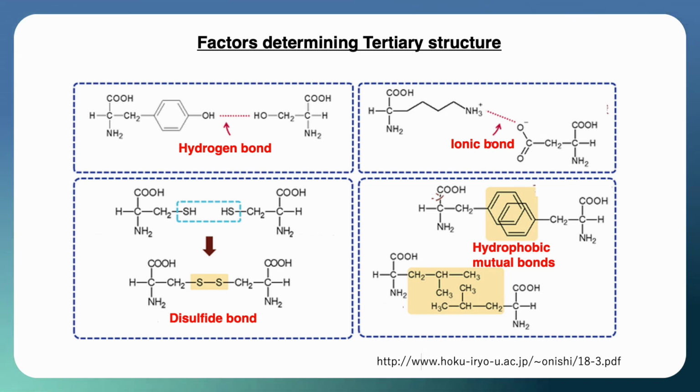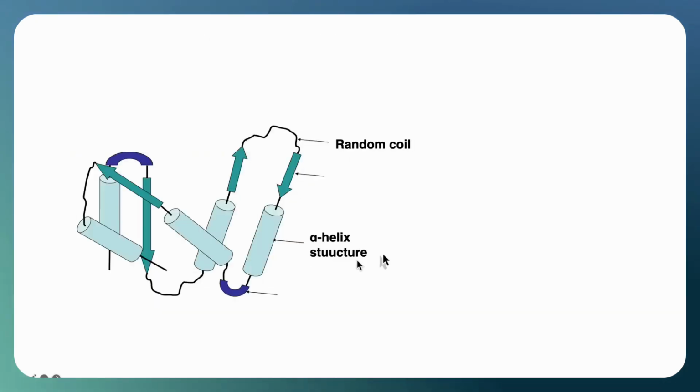The cytoplasm is in a reduced state, so SS bonds cannot form inside the cell. However, when a protein is secreted outside the cell, it is exposed to an oxidizing environment, so SS bonds between cysteine and cysteine rapidly form, giving the protein an active three-dimensional structure. Let me further explain other parts of the three-dimensional structure.